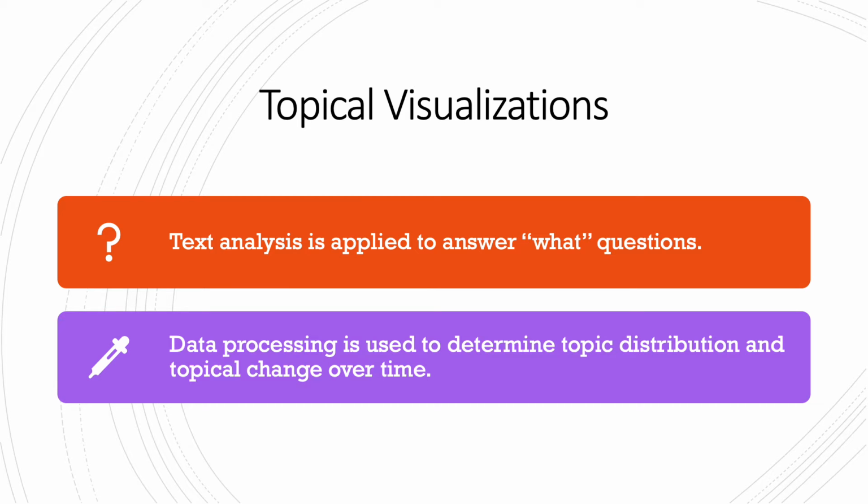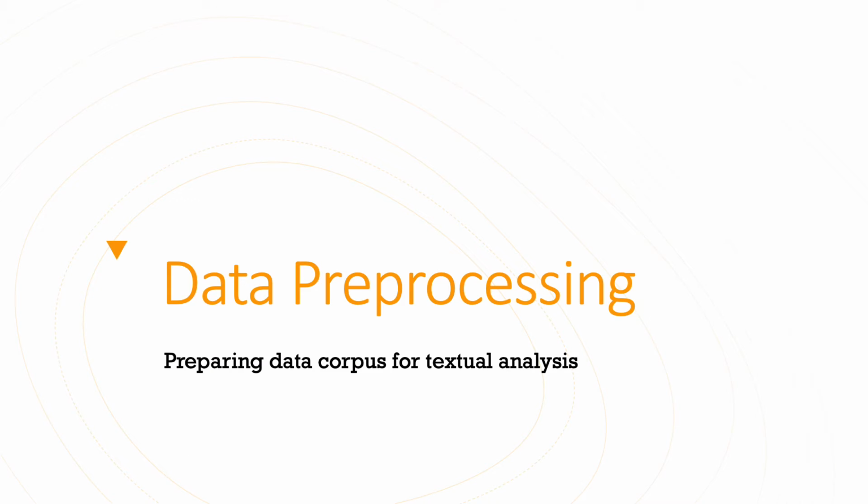Topical visualizations aim to answer what questions through textual analysis. Data processing is used to determine topic distribution and topical changes over time in a text corpus. Before analyzing the text, one must prepare the data corpus, or the set of text being used for the project, through data pre-processing. The steps for data pre-processing include fielding, text selection, stemming and stop word removal, tokenization, normalization, descriptive term identification, and tagging. Let's take a deeper look into those.